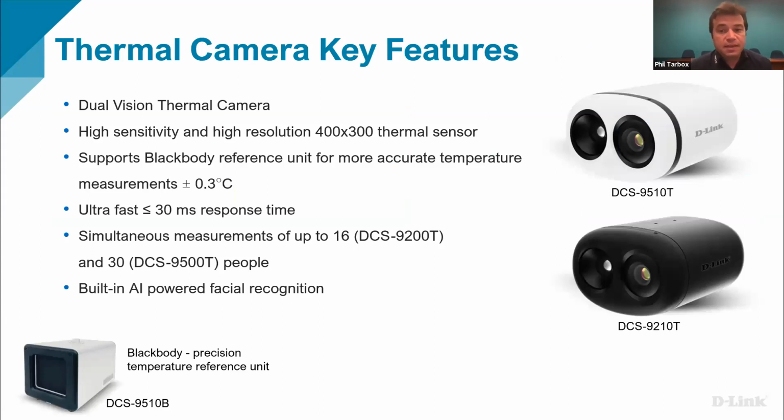So what are the products that we have in the D-Link range? Well, there are two products available: the DCS-9510T and the 9210T. Both are very similar cameras, just different in colour, but also different in the number of people they can measure concurrently. Both have the same response time and the same thermal sensor. It's just about the number of people that can be measured simultaneously, 16 or 30 people. Both of these cameras have AI-powered facial recognition integrated as well.